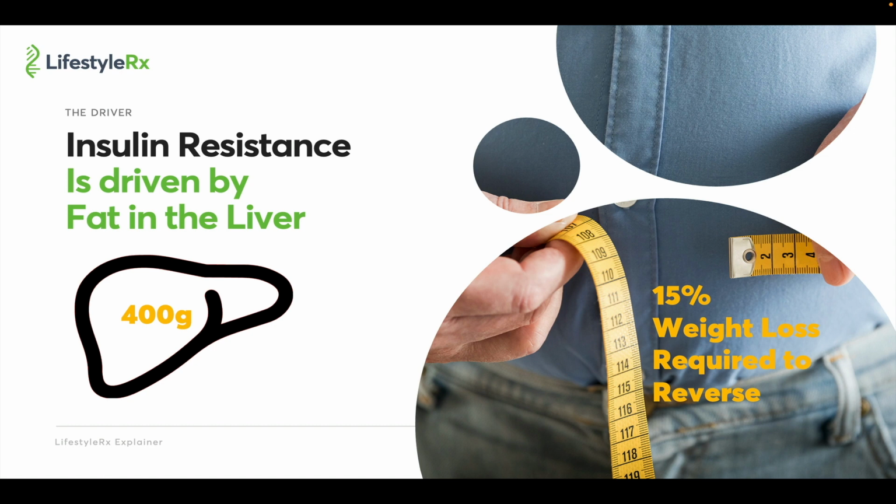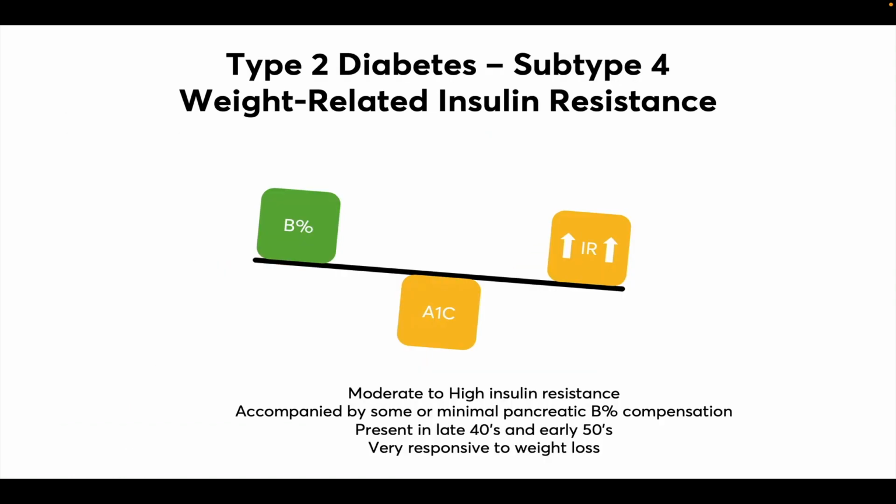From the DiRECT study, we tend to say 15% weight loss is generally required to lose the 400 grams of fat that is causing this problem. But as you'll see in this case, each person can be a little bit different. So this is a case of weight-related insulin resistance type 2 diabetes, or subtype 4.